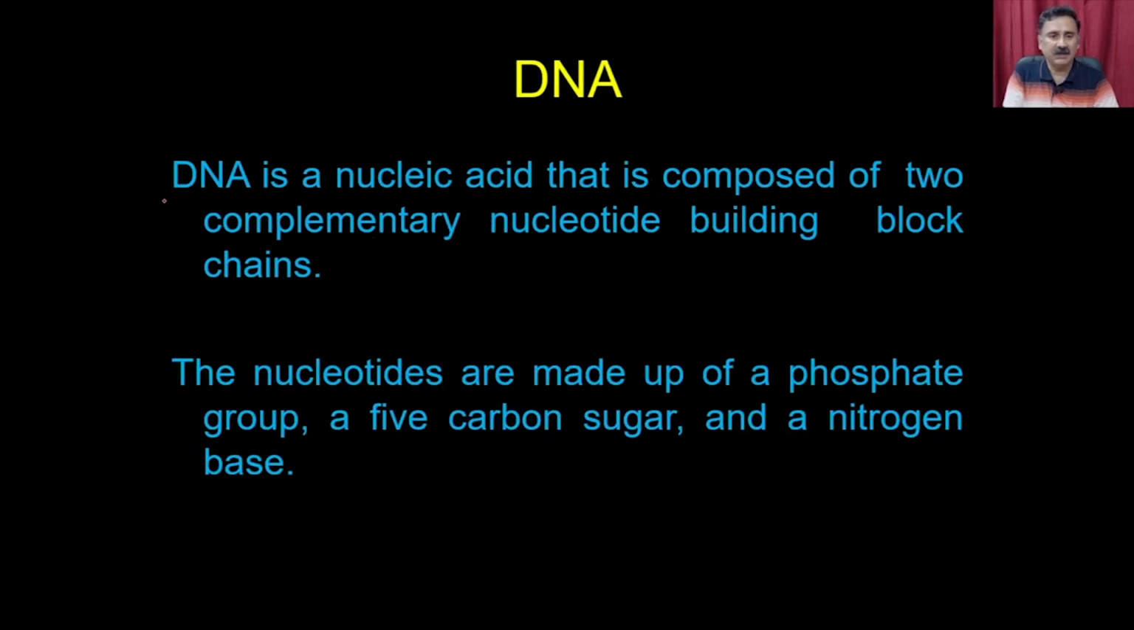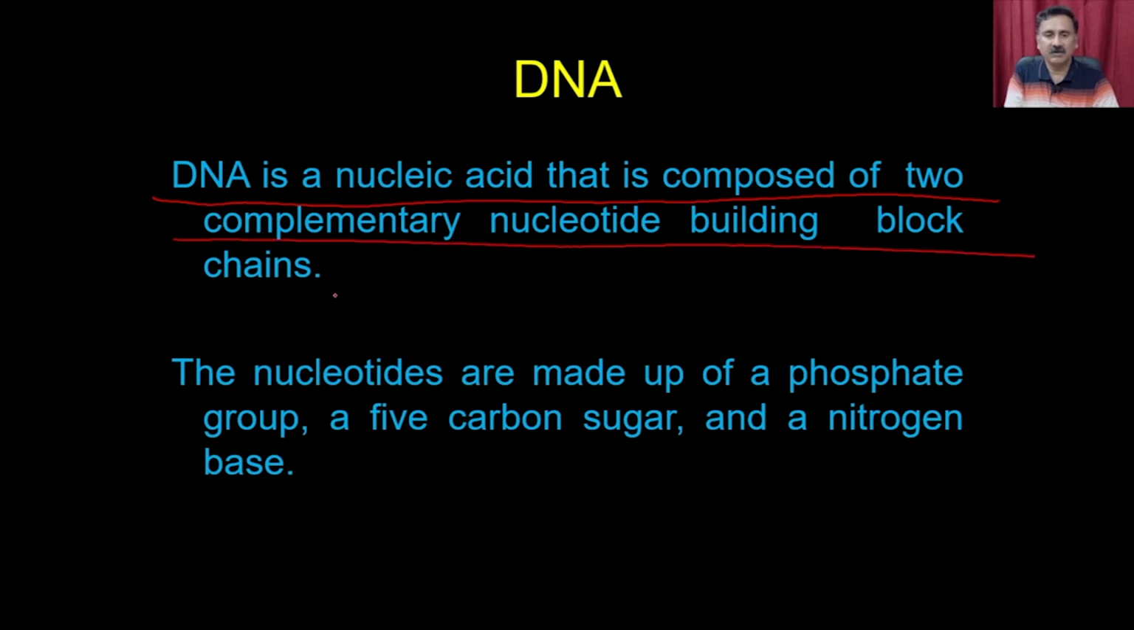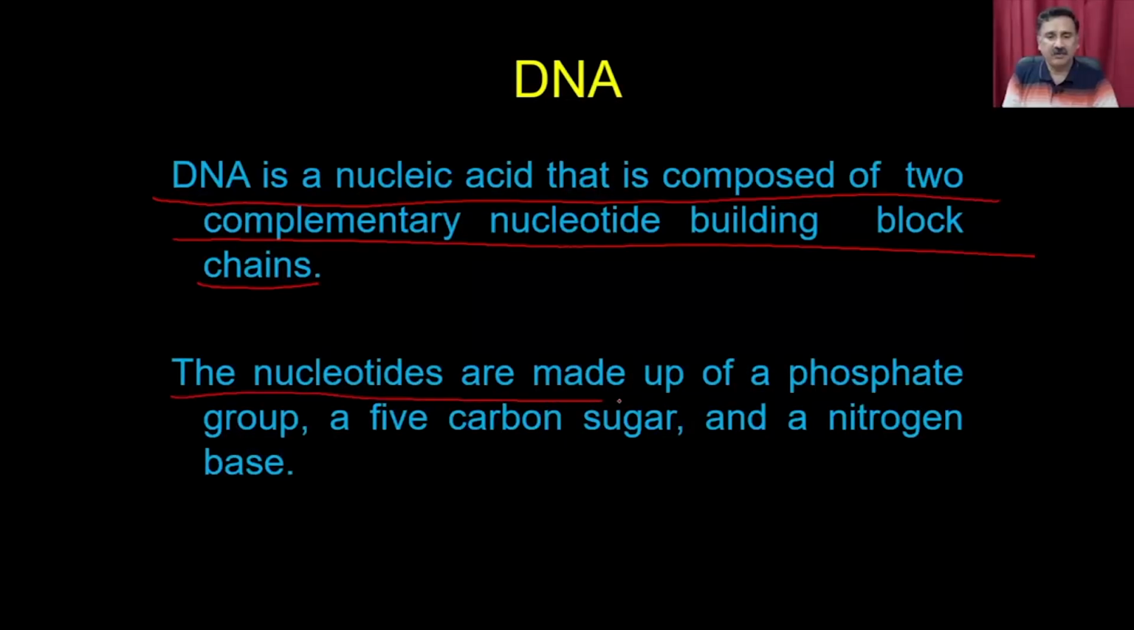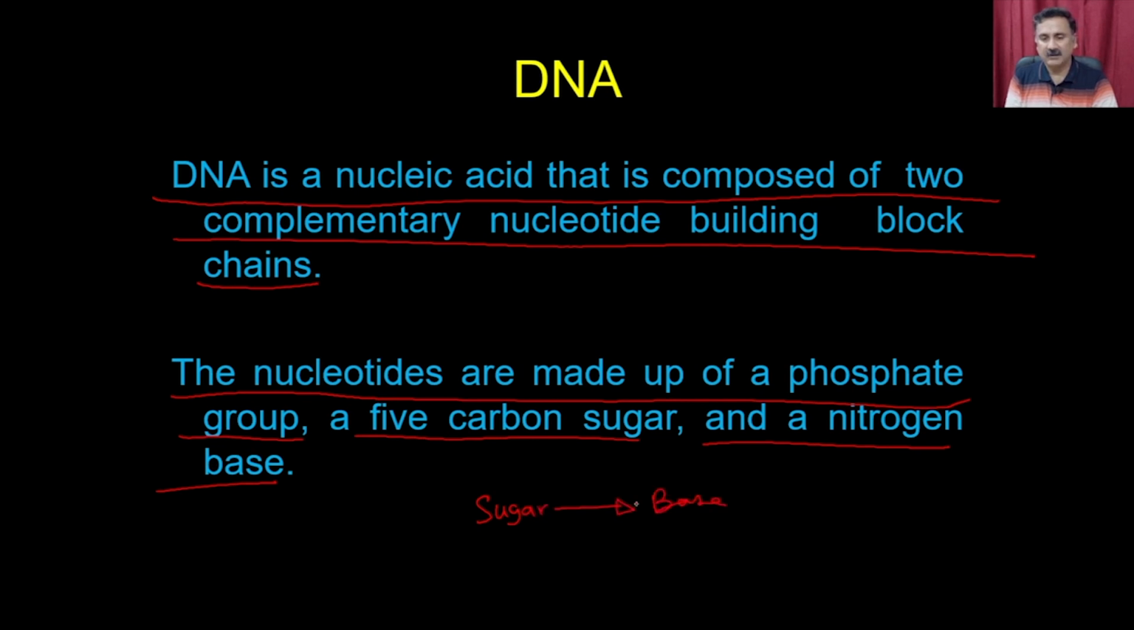So what is DNA? DNA is a nucleic acid that is composed of the two complementary nucleotide building blocks chains, right? You know that the DNA is double helix and it is made up of the nucleotides, and the nucleotides are made up of the phosphate group, a 5-membered carbon sugar, and a nitrogen base, which means a nucleotide consists of the 5-membered sugar, right? And the sugar is attached on one side to the base, and on the other side it is attached to the phosphate group, and this is actually going to help in formation of the DNA.